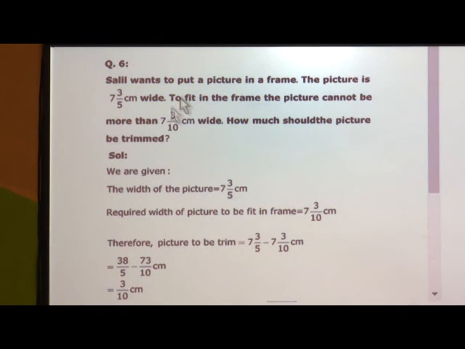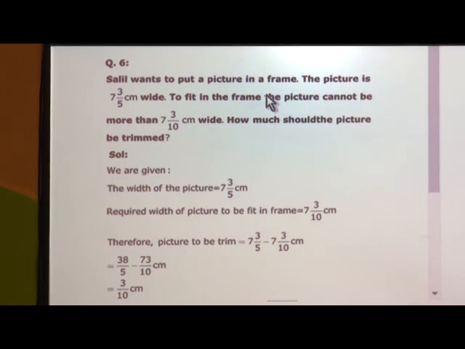Shalil wants to put a picture in a frame. You have some photo frame at home. Suppose you are Shalil and you want to put a picture in a frame. What will you do? You will try to adjust the picture or photograph, how you will cut it and put it in the frame. Now here we have a different measurement. The picture is 7 whole 3 upon 5 centimeter wide. Wide means the breadth of that picture.